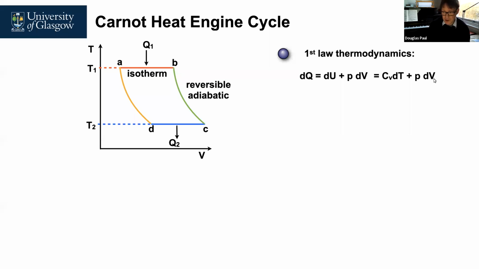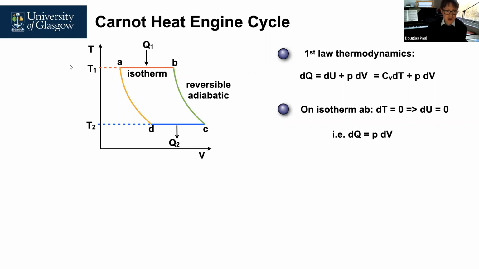So what we want to do first is look at the isotherm along AB. An isotherm, if we look at it on the temperature versus volume diagram, has no change in temperature, hence isotherm just means constant temperature. So dT equals 0, we can set dT equals 0 in here. That also means that the change in internal energy equals 0. So after setting dT equals 0, dQ is p dV. So along this isotherm, we have dQ equals p dV.